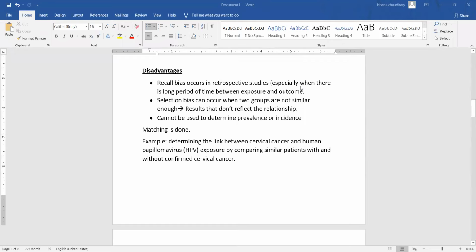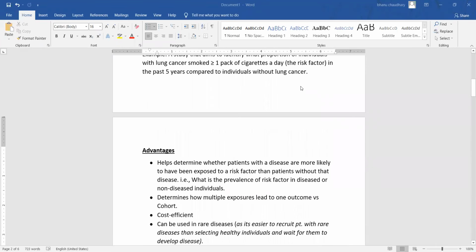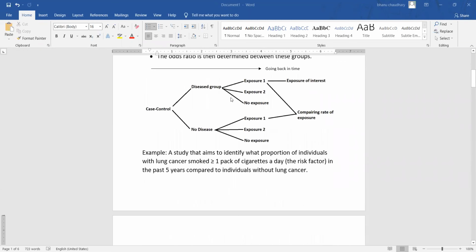I didn't understand your question completely. Please repeat it. How can we do case control in a retrospective study? Case control is always done in retrospective studies. I told you already. You will select the cases first, whether the patient has the disease status or not, and then you will go back in time to check for the exposure. Is that what you're asking?